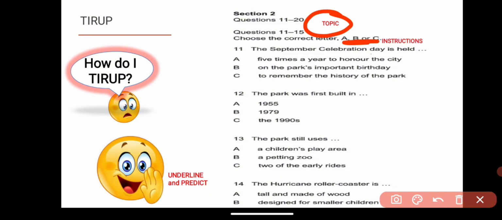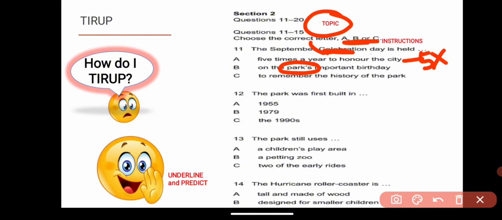Then the question is, the September celebration day is held. So what are you looking for? The most important thing here is the September celebration, so you can just say celebration as a keyword, a celebration that is going to happen in September. You just note it down. Then the options: five times a year to honor the city. You can just write five times. On the park's important birthday.